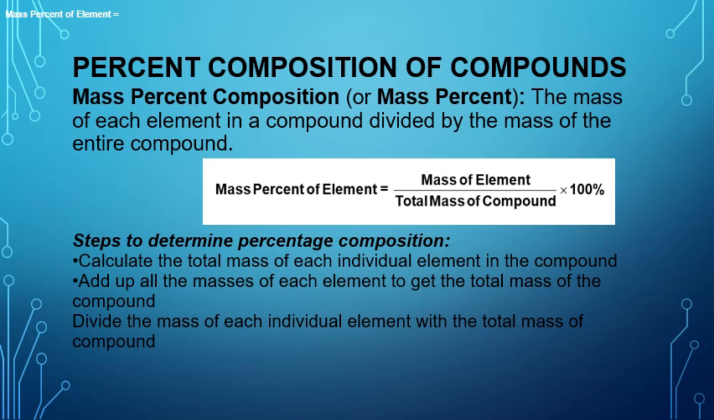There's a couple of easy steps that you're going to do. There's a number of different ways that it can be done for these types of problems, so we'll look at those. But the typical steps are: you calculate the total mass of each individual element in the compound, then add up all the masses of each element to get the total mass, or the molar mass, for the compound, and then simply divide the mass of each individual element by the molar mass of the compound.